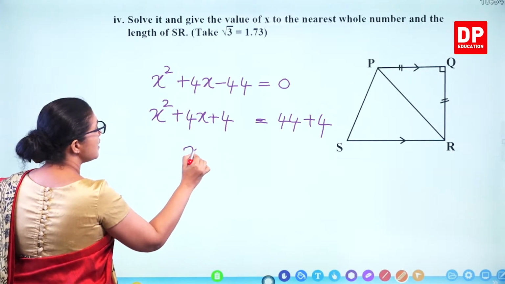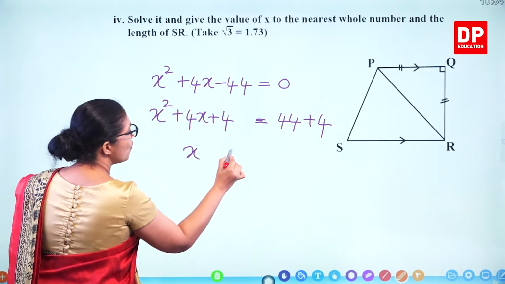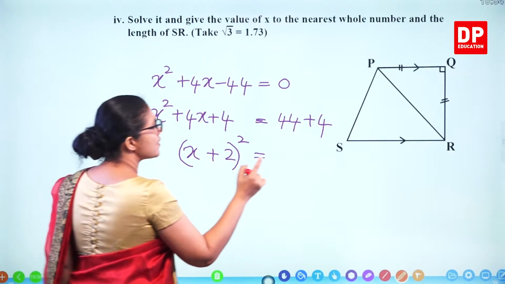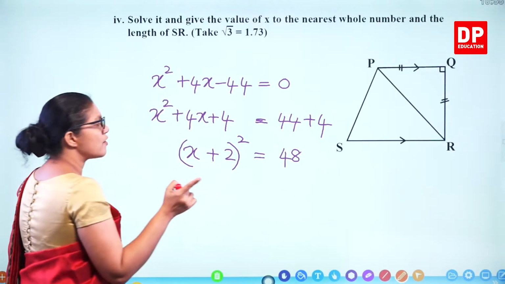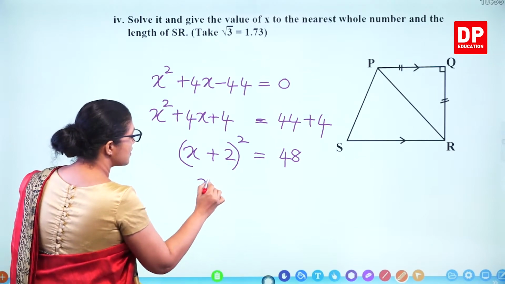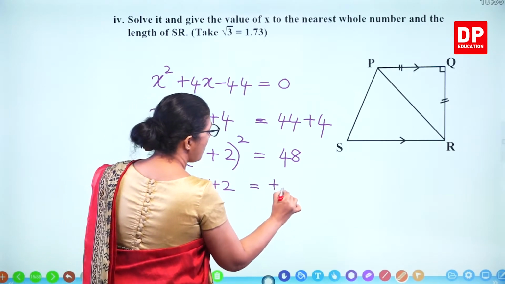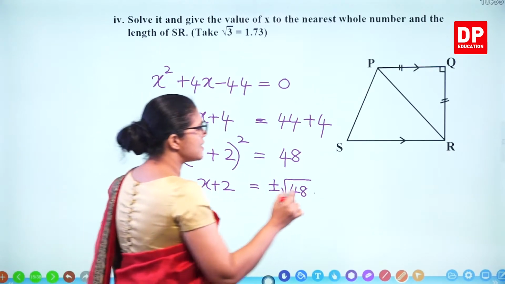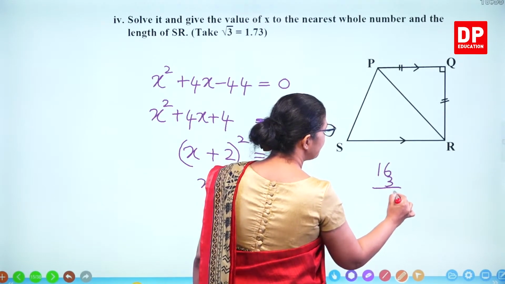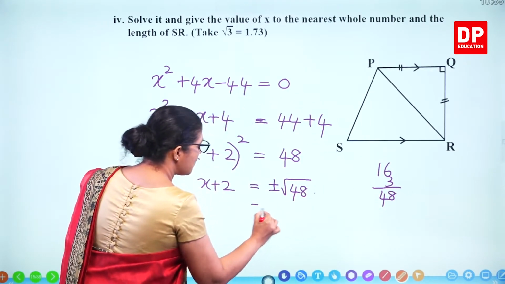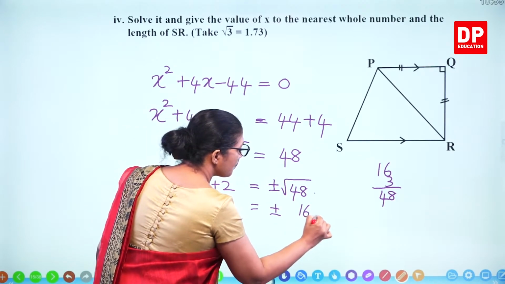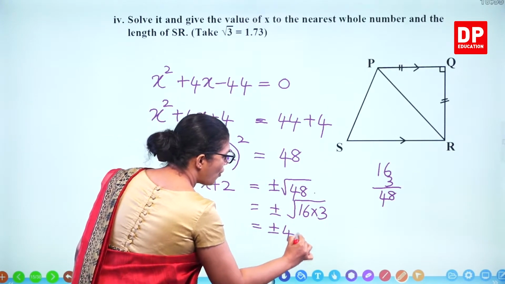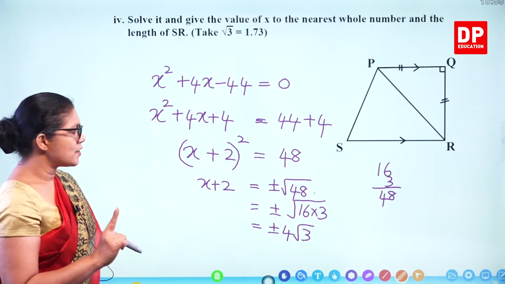So what is the square term here? Square root of x squared, square root of 4, and plus sign comes. So this is the square term you are getting. 44 plus 4, 48. Now take square root both sides. x plus 2 is equal to plus or minus square root 48. So 48 we can simplify. What is 48? 16 times 3. So that means we can write square root of 16 means 4. 4 root 3. So plus or minus 4 root 3.